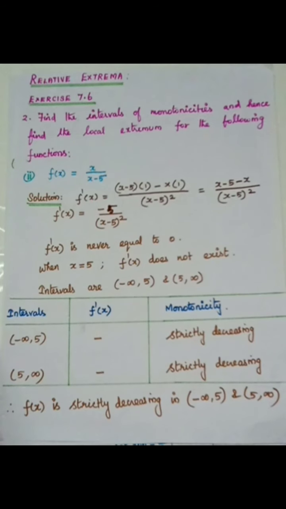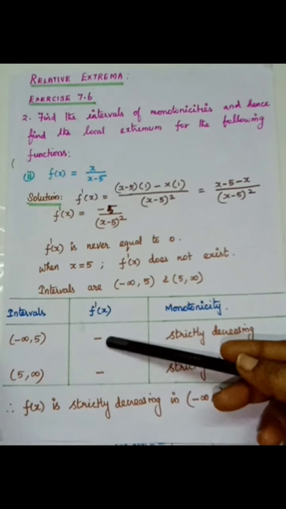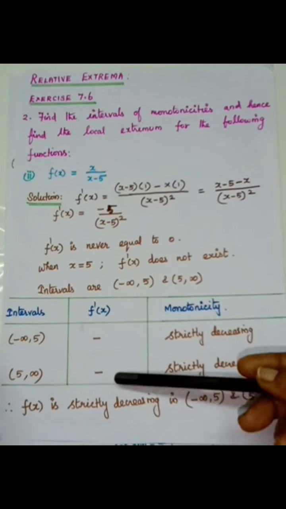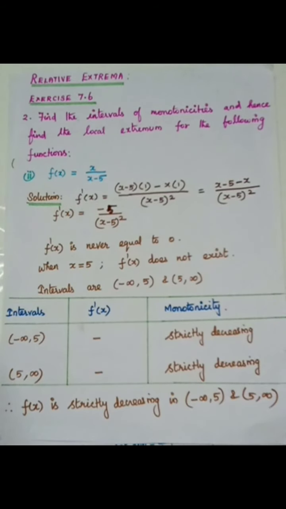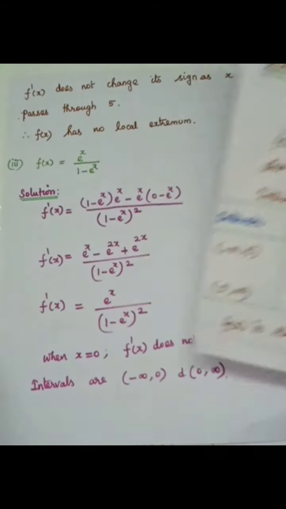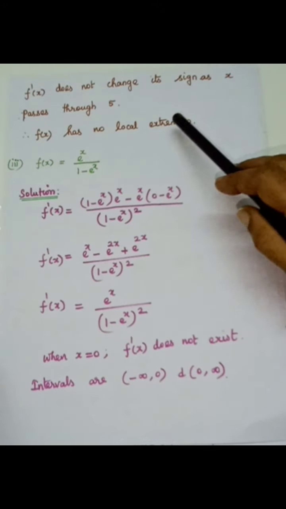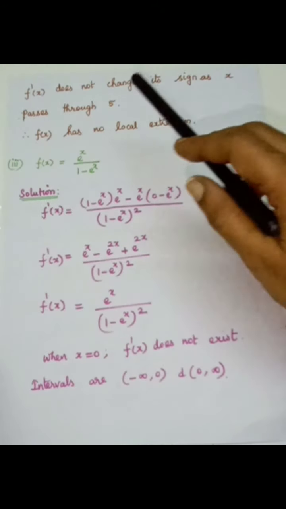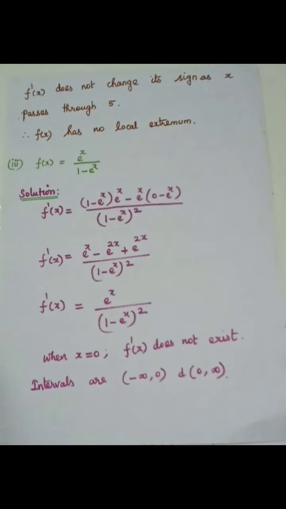Okay. Next one, you have to find the local extremum. So, local extremum means your f dash of x changes from positive to negative or negative to positive. Here in this interval, there is no change. There is no change in the sign. Fully throughout it is negative. So, we have to say f dash of x does not change its sign as x passes through 5. So, therefore, this f of x has no local extremum. That means maximum, minimum. The function does not attain local maximum and minimum in the interval.